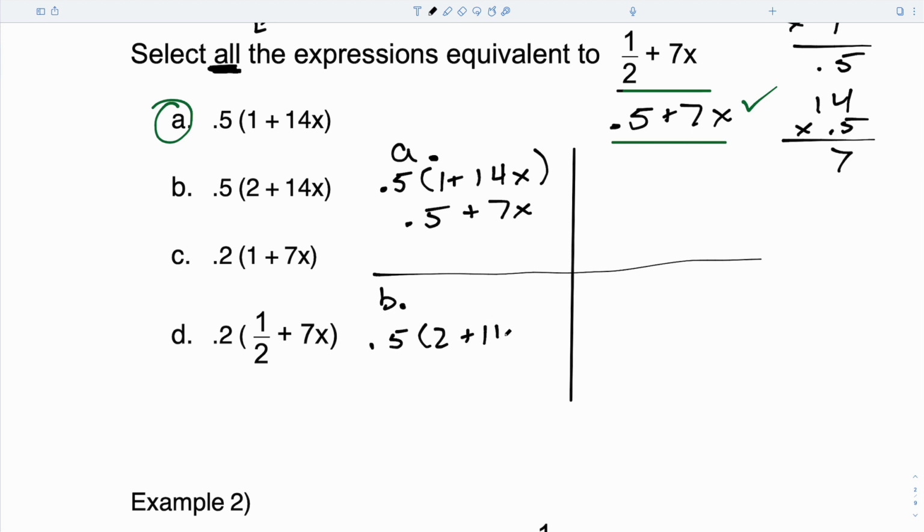What is half of 2? 1. Check that with your checkpoint expression. Does that match 0.5? This is just 1. It's not 0.5. We could take half of 14. 1 plus 7x does not match 0.5 plus 7x. Cross out B. Let's check for C.